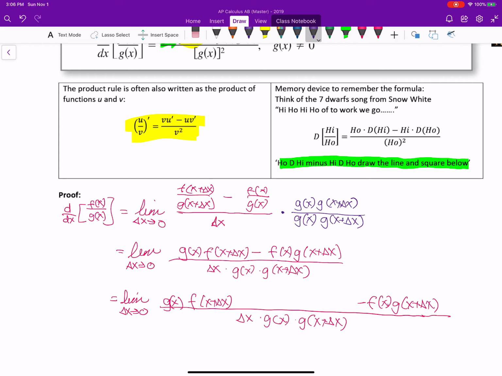So that means I'm going to do minus g of x times f of x, because when I group these first two terms together and factor out the g of x, I'm left with f of x plus delta x minus f of x, which is how I'm going to get the f prime of x. So if I subtract it, I also have to add it: g of x and f of x.